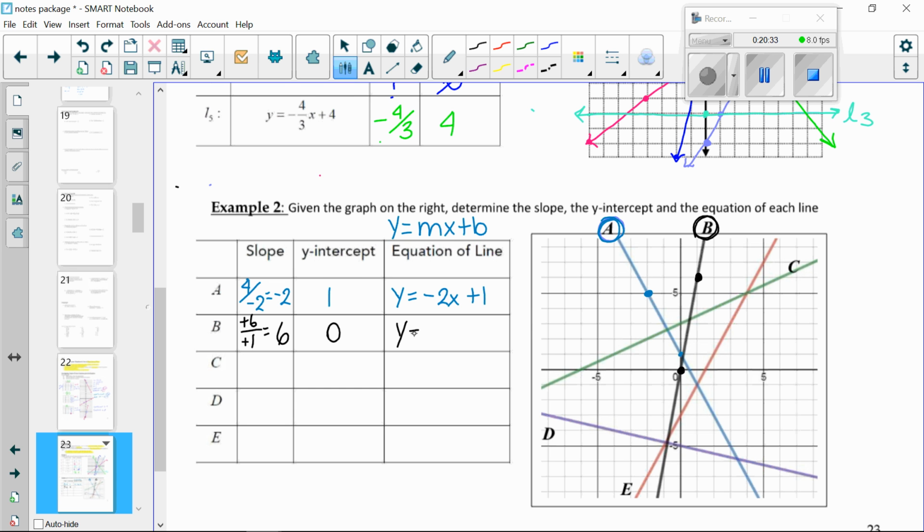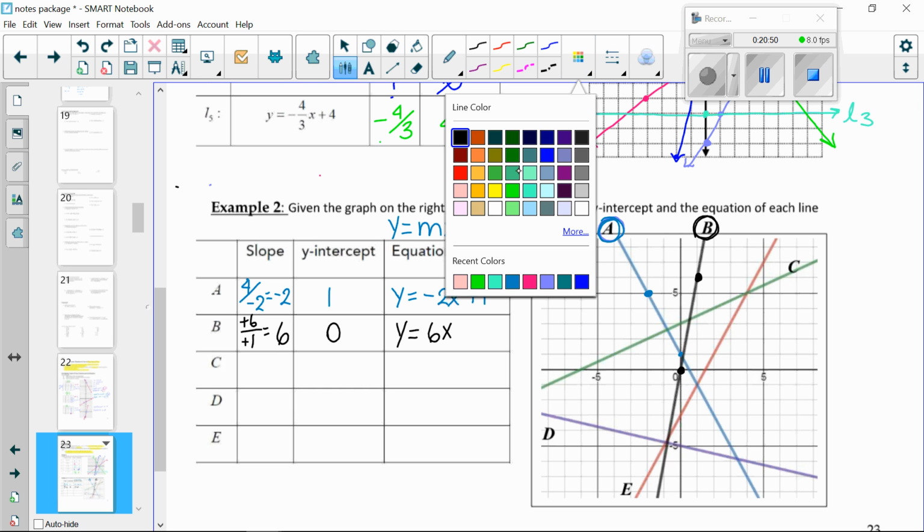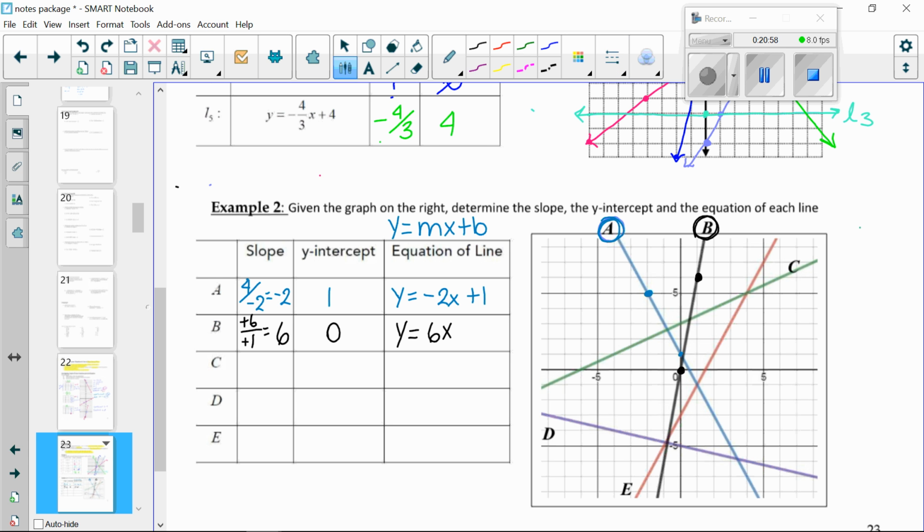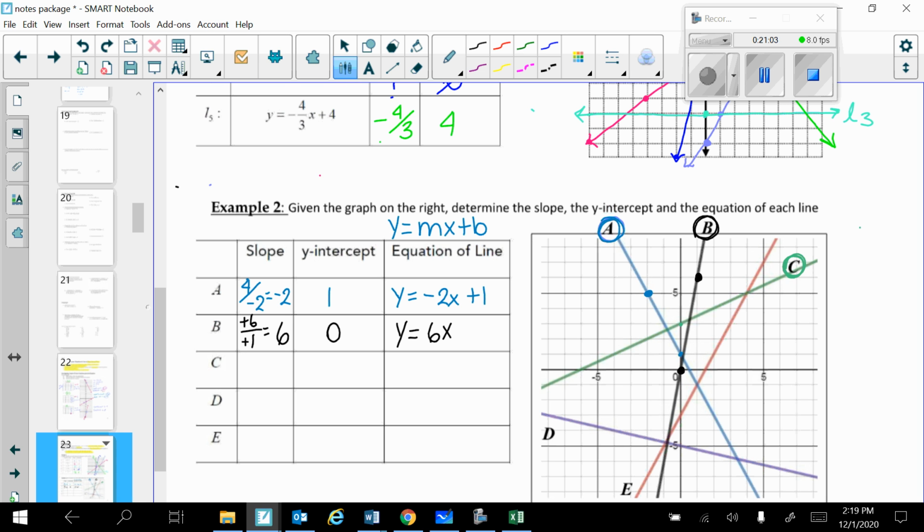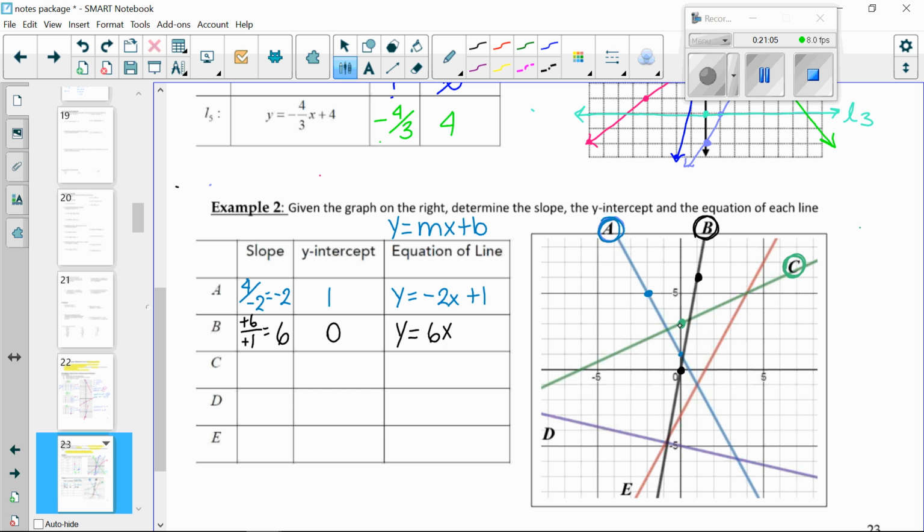So y equals mx plus b. So my slope is 6, and then multiply by your x. My y-intercept is 0. You do not have to write plus 0. Just leave it as y equals 6x. Okay, the next one is green. So line C. So this one right here. So mark where your y-intercept is, and that is positive 3.